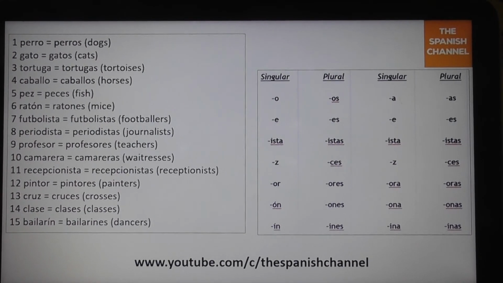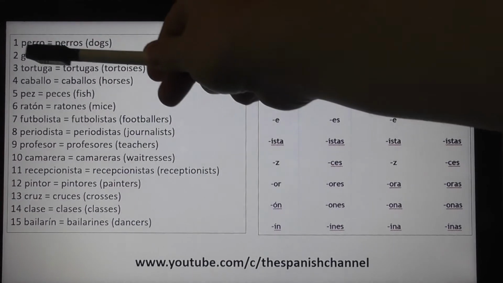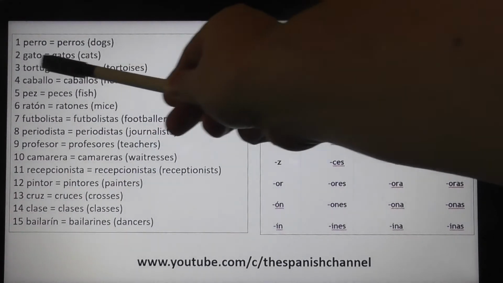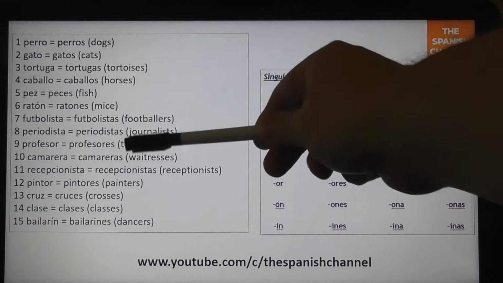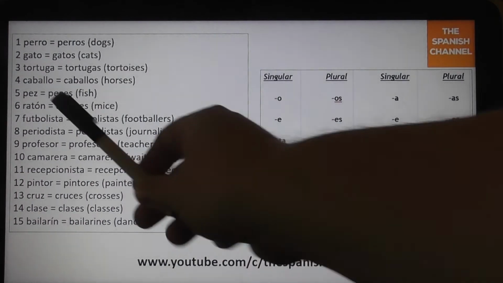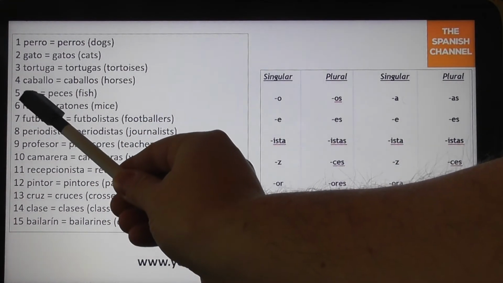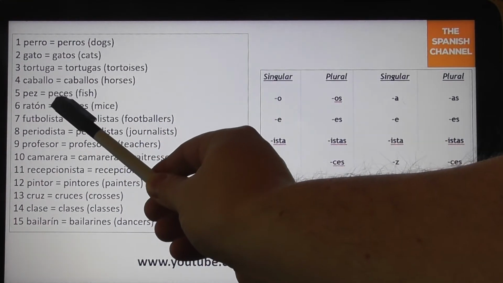Okay, let's have a look through our answers. So, nouns ending in an O or an A, like the first 4, we just simply add an S to the end. So gato, gatos, tortuga, tortugas. Always useful to make sure you know what the English mean as well, folks. Now, number 5, our noun ending in a Z. Remember what we said? You remove the Z and you add a CES. So, pez, fish, becomes peces, fish.